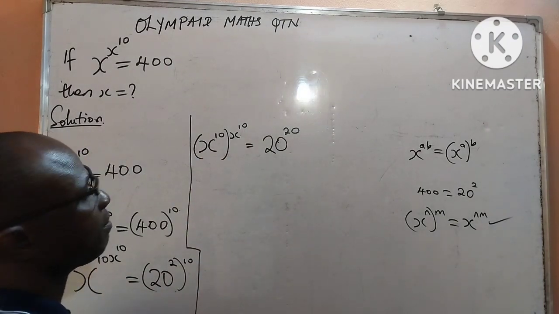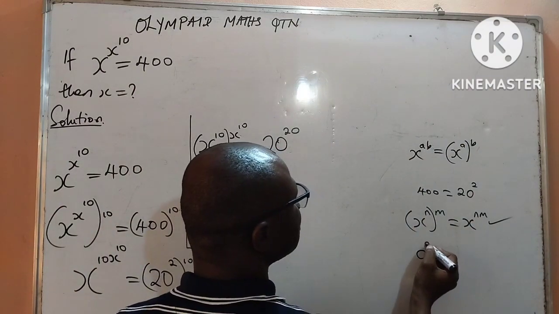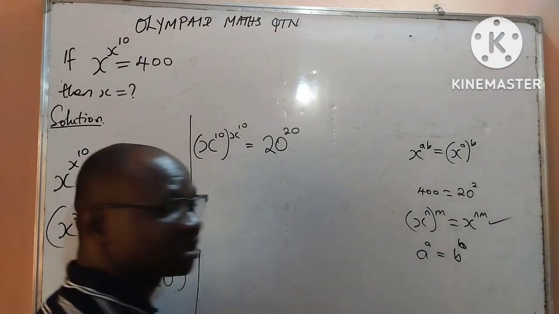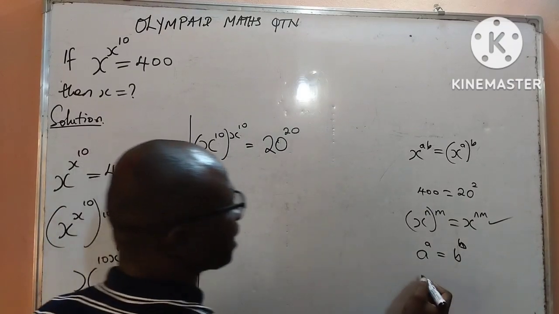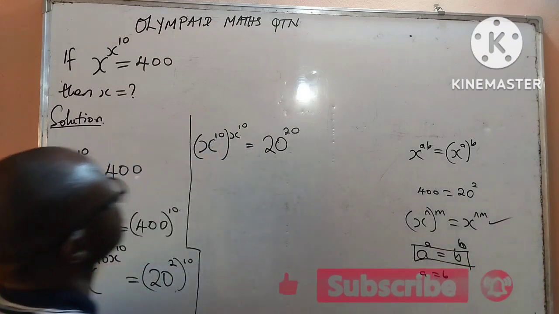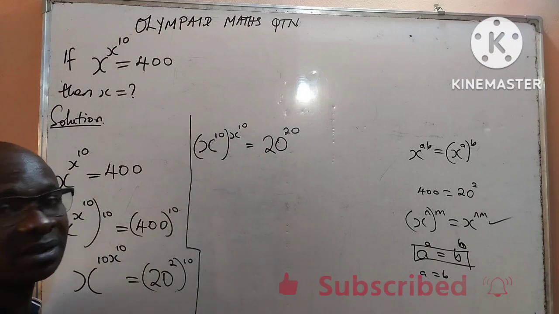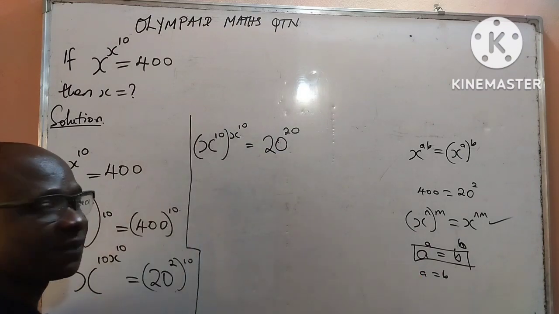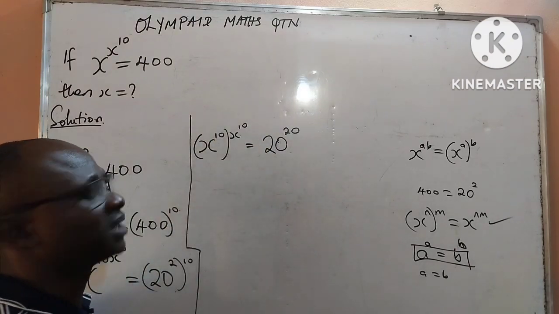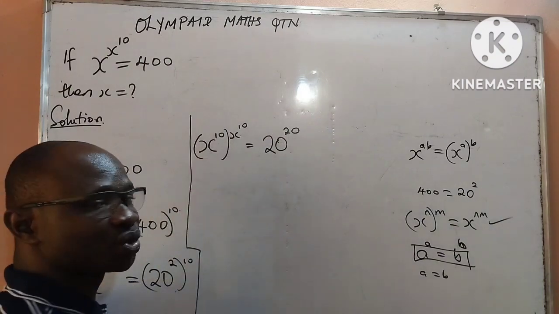Meaning that by law of indices, if you are given a raised to a equal to b raised to b, it means that the bases are equal, therefore a is equal to b. That is a law in indices. Now, my base on the left hand side is, sorry, x to the power 10, while my power is also x to the power 10. And on the right hand side, my base is 20 and the power is also 20.